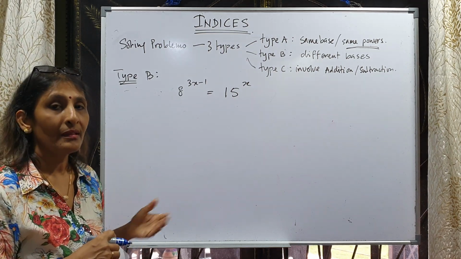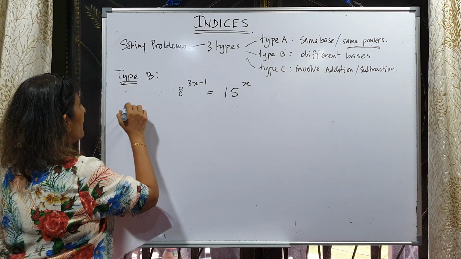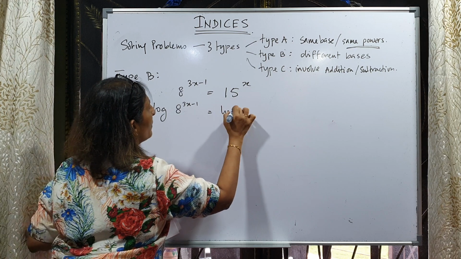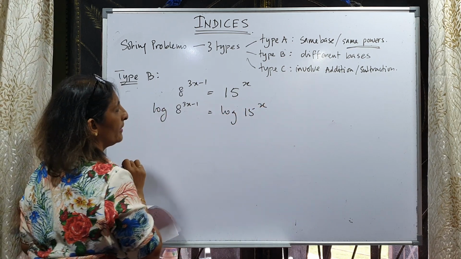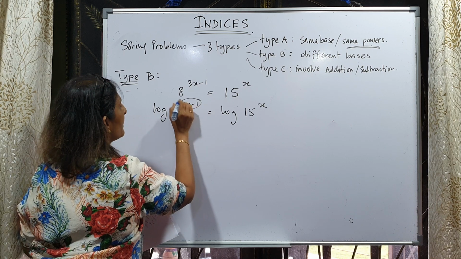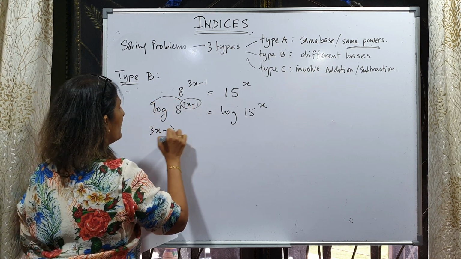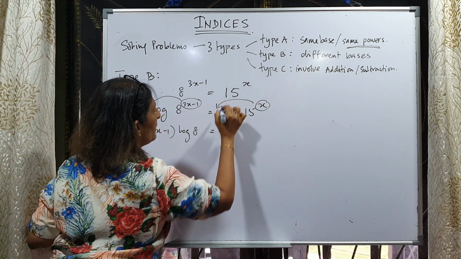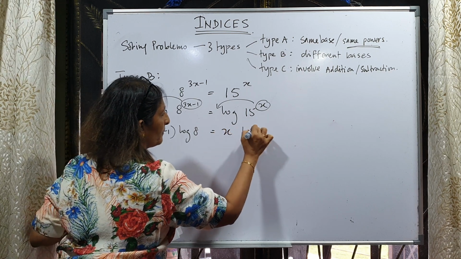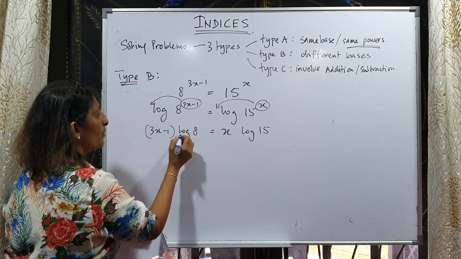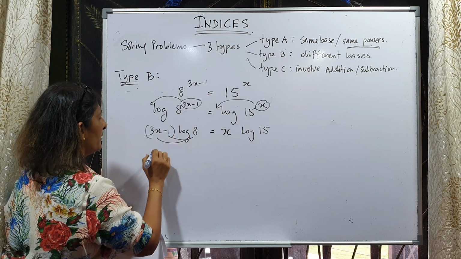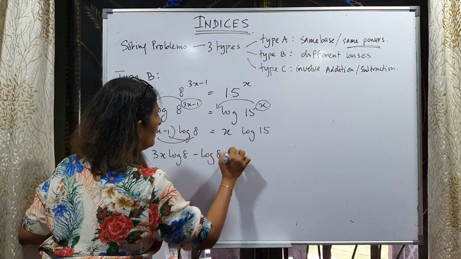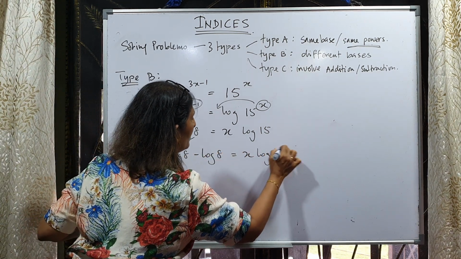So the next step is to log both sides. You have to log both sides, meaning you have to put the log and log, like that. Then what happens? The power can come in front. 3x minus 1 log 8 is equal to, this power also can come in front, from the law of logarithm, log 15. Now you open up the bracket, times it in, expand, equals x log 15.